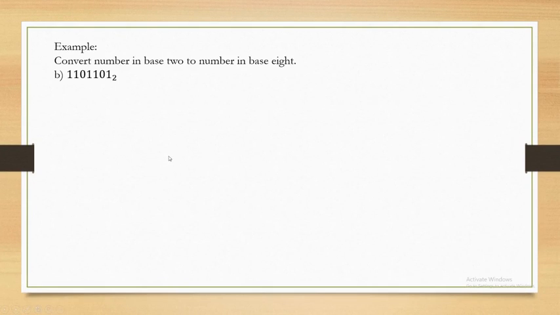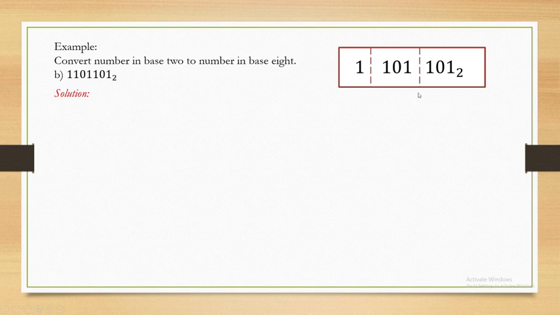Okay, the second example is to convert this number to base 8. This is base 2 to base 8. There are 7 digits in total for this number, but how can we split it into 3 digits for one group if it has 7 digits in total? For the solution, let's take a look. Okay, we divide it like this.